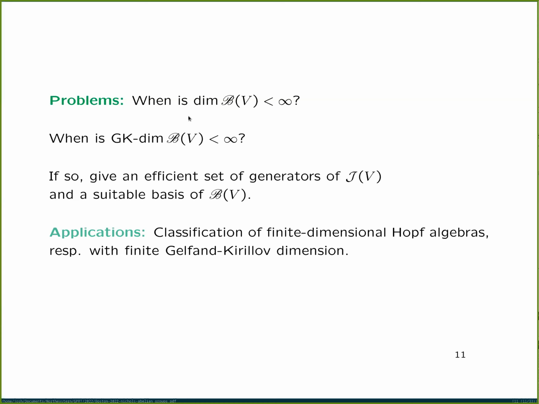The second: when is the Gelfand-Kirillov dimension of B(V) finite? And the third problem is, when you know that this is finite or this is finite, give an efficient set of generators of the ideal J(V) and a suitable basis of B(V). At this moment, the solution of this problem is known only for B(V) of diagonal type, which I will explain later in the definition. And these problems come from the classification of finite dimensional Hopf algebras or of Hopf algebras with finite Gelfand-Kirillov dimension.